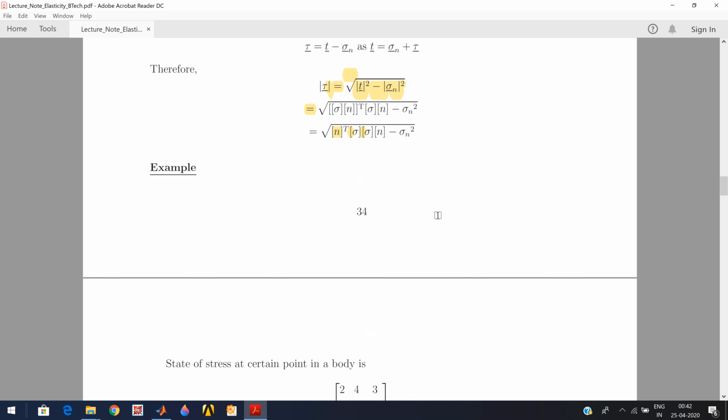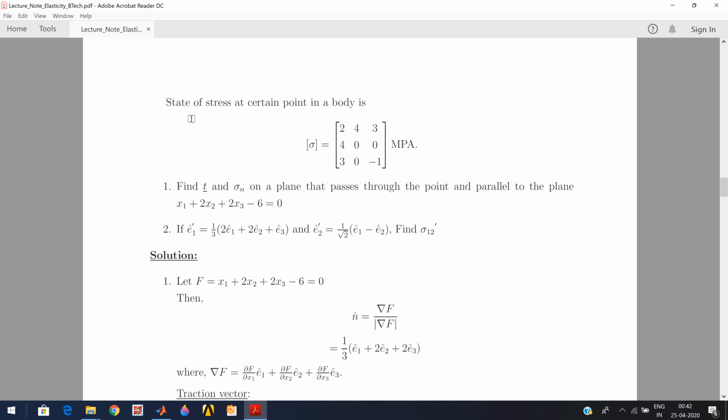Okay, so we can have one example. Let us say there is a body which has the stress state at a point like this, and we want to find the traction vector and the normal stress component on a plane that passes through the point where the sigma is defined, and the plane is parallel to the plane defined with this. So this is the equation of plane. So we should cut a plane parallel to this plane passing through that point, and then at that particular point we want to find the traction vector.